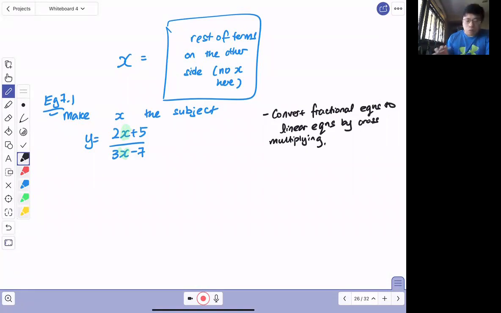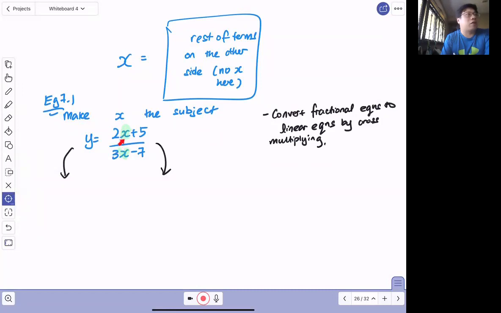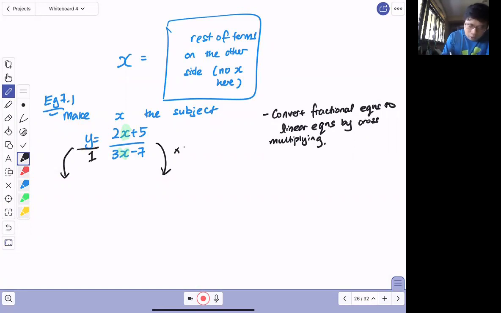Okay, so with that, example, if you look at this, given that my x is stuck on the first and the second floor, if I want them to be together, it'll be difficult. So what I do is, you can see that I cross multiply, maybe like y over 1, I cross multiply. And I have y bracket 3x minus 7 equals to 2x plus 5.